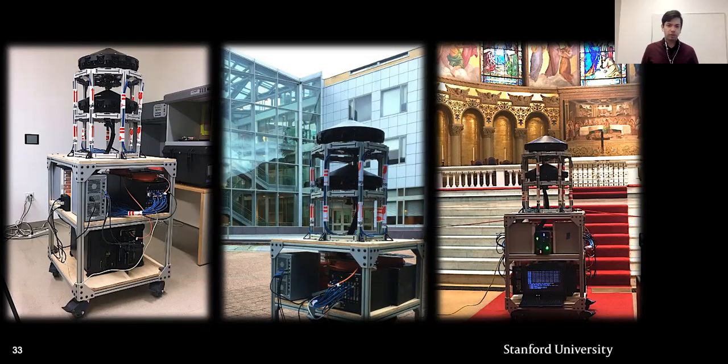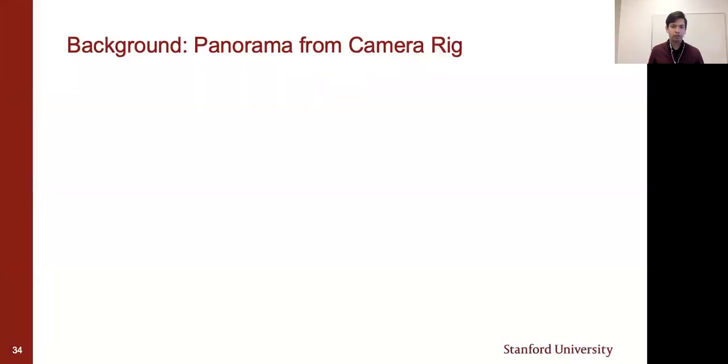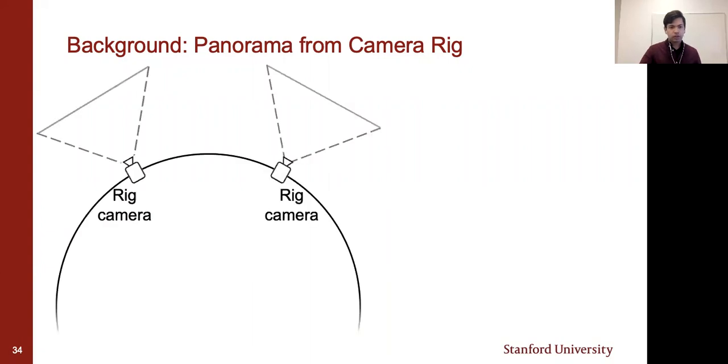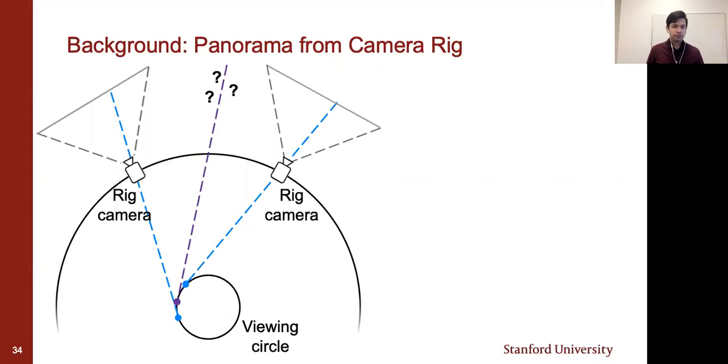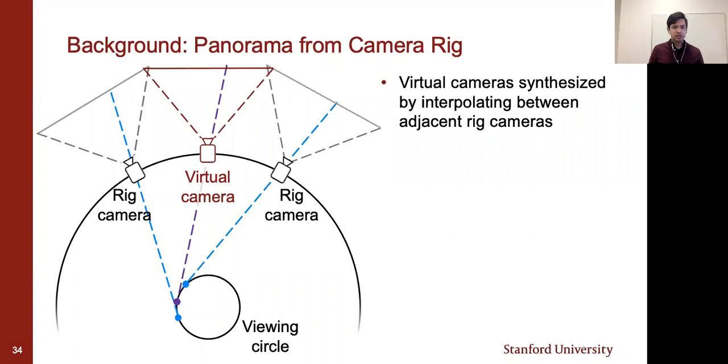Now that we have looked at this camera system, let's discuss conventionally how panoramas are typically generated from a ring of cameras. So here I'm showing a single ring of cameras with just 2 cameras in this ring. We would typically define a viewing circle, and from each point on this viewing circle, we shoot out tangential light rays and copy over the image information from these corresponding cameras. However, for points in between, we don't have a physical camera at these locations. And therefore, a virtual camera must be synthesized by interpolating between the 2 adjacent physical cameras.